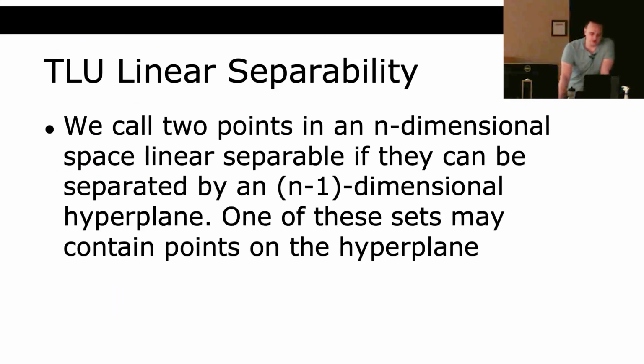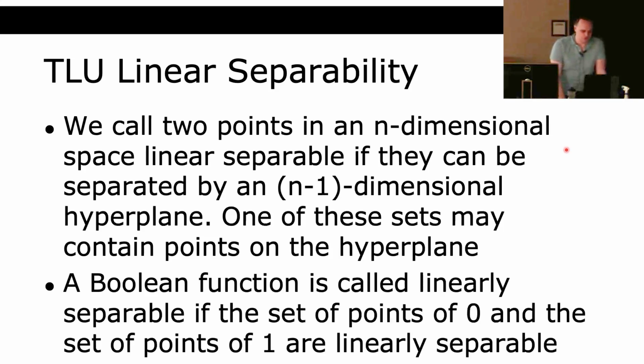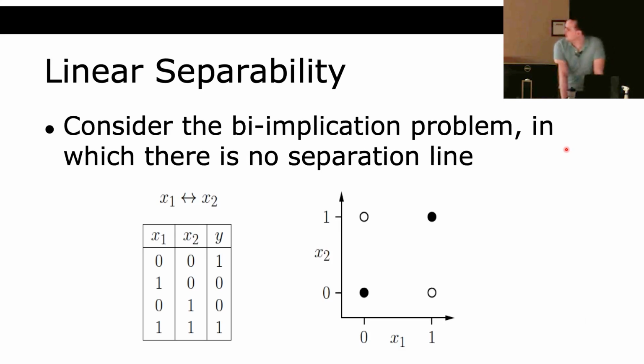So we call 2 sets of points in an n-dimensional space linearly separable if they can be separated by an n-1 dimensional hyperplane. That's just a fancy way of saying if it's 3 dimensions, it's a plane. If it's 2D, it's a line, etc. One of these sets may contain points on the hyperplane. So it may be right on one of those points, right? So it doesn't need to be absolutely separable. It can be on the point as well. A Boolean function is called linearly separable if the set of points of 0 and the set of points of 1 are linearly separable.